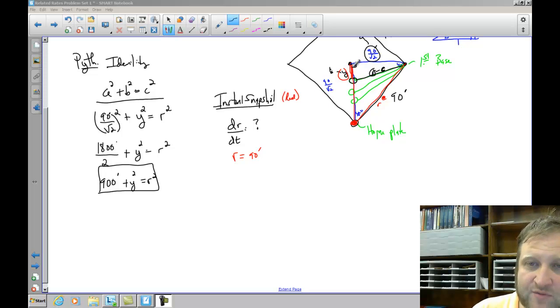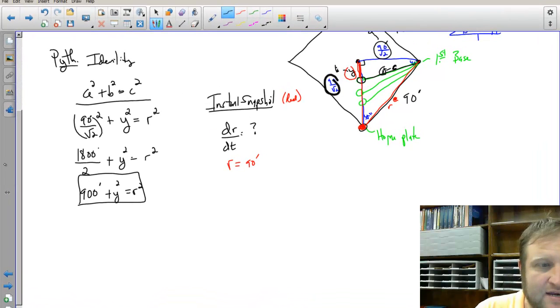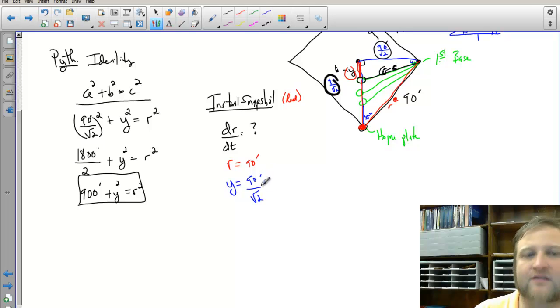Our value of y, which is the distance from the pitcher to the ball at the time that it crosses, is going to be 90 over square root 2 feet. At that specific point, it'll be 90 over square root 2 feet because of the relationship of this triangle.